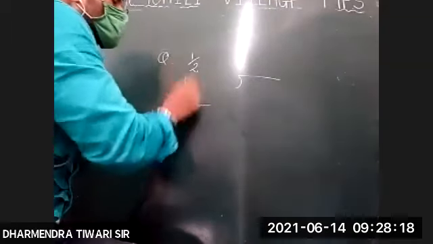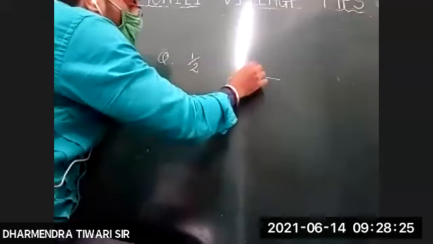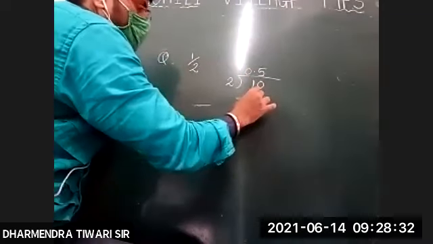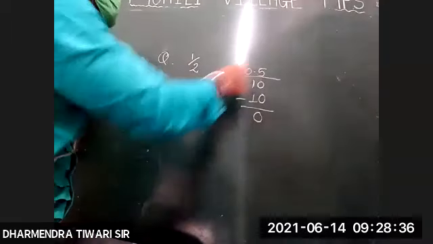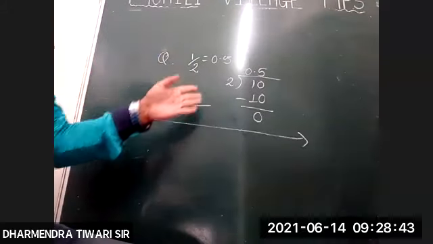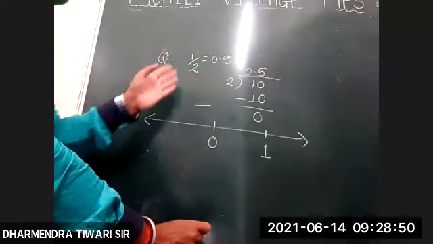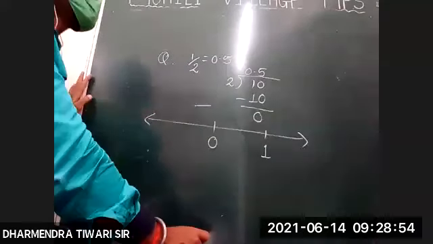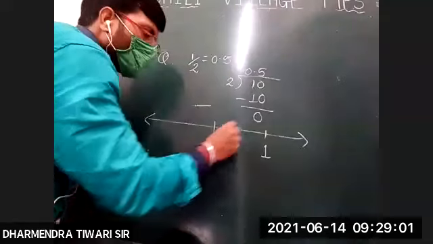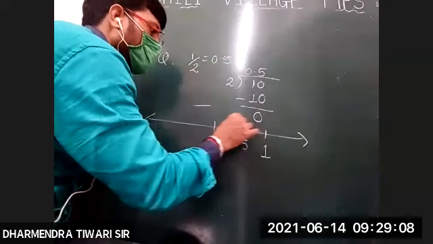This means we are dividing 1 by 2. As 1 is smaller than 2, take the help of a decimal point. Now 2 5s are 10. So the value we got for half is 0.5. In order to plot it on a number line, we should find its actual value in decimal form so that we can recognize it on the number line. So this is 0, and between 0 and 1 we have the midpoint, which is our 0.5, nothing but half.